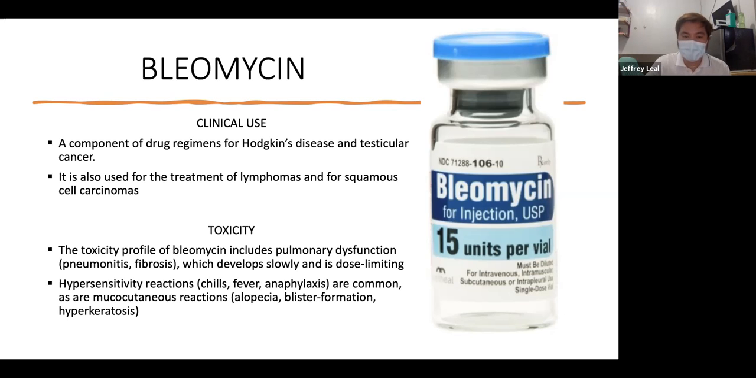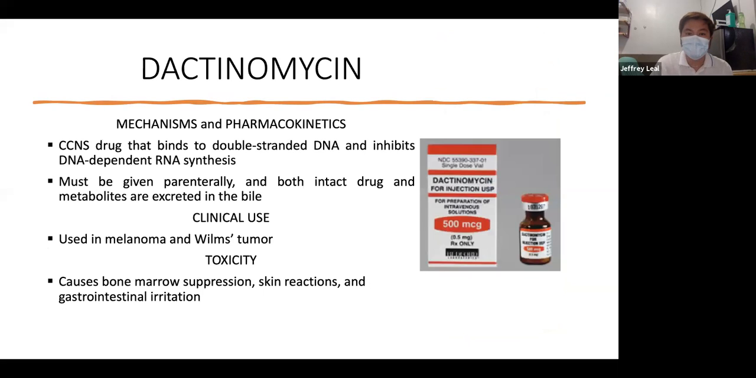So bleomycin is a component of the drug regimen for Hodgkin's disease and testicular cancers. It is also used for the treatment of lymphomas and for squamous cell carcinomas. The toxicity profile of your bleomycin sa lungs naman to would include pulmonary dysfunction, like formation of pneumonitis and nagiging fibrotic yung lung, which develops slowly and it is dose limiting. Hypersensitivity reactions can also occur, and also mucocutaneous reactions like alopecia, blister formation, and hyperkeratosis.